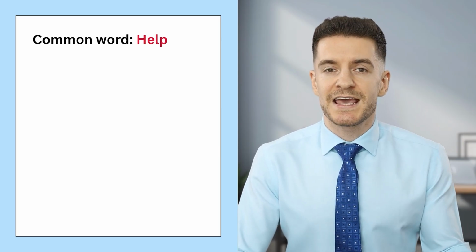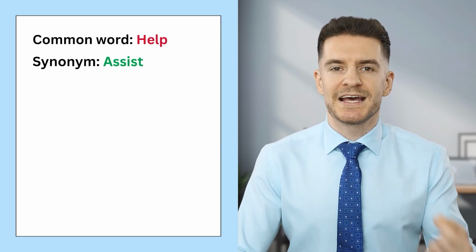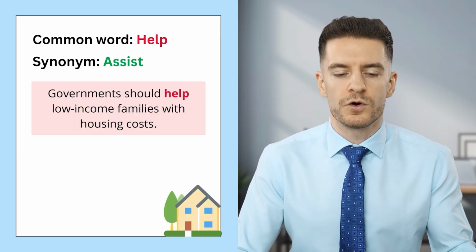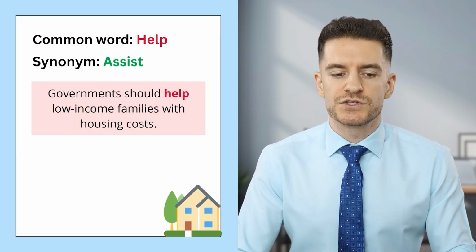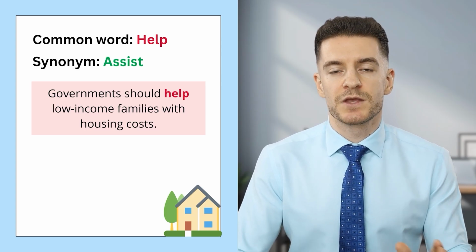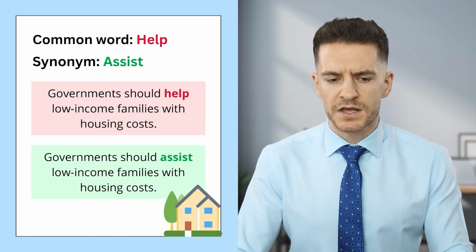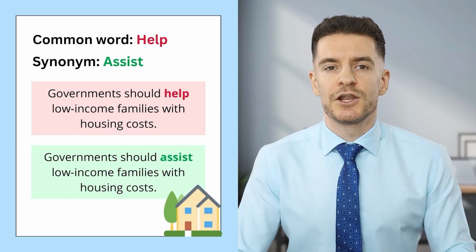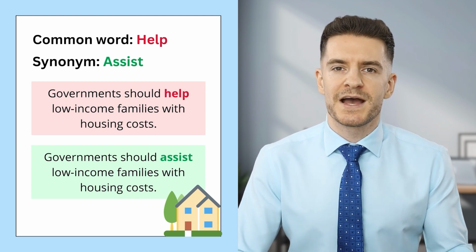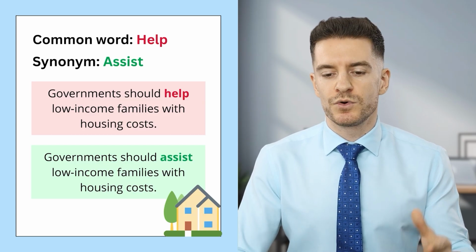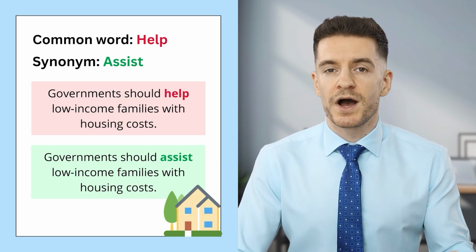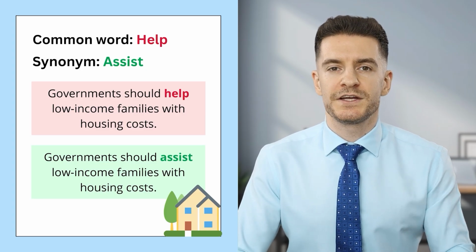So instead of just saying help, you could use the word assist. Assist just means help, but it's a more formal alternative. So governments should help low-income families with housing costs. Or no, we could say governments should assist low-income families with housing costs. So if you're thinking about saying help, try using the word assist. It's going to make your speaking and even your writing sound much more professional.